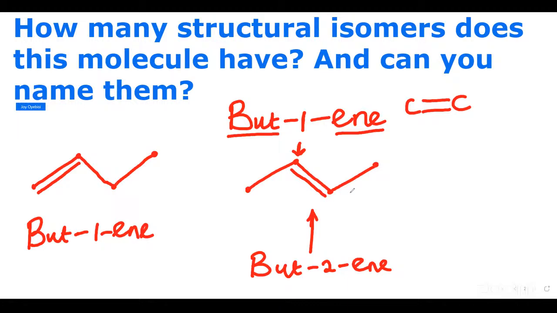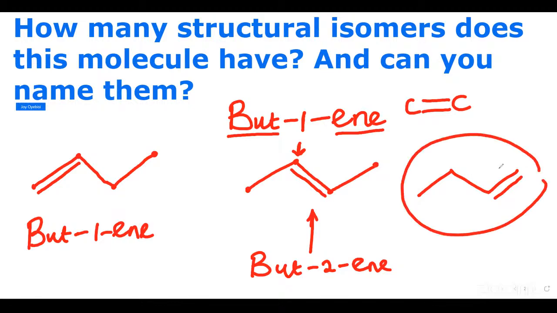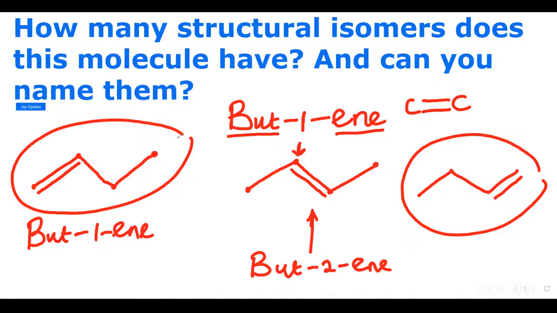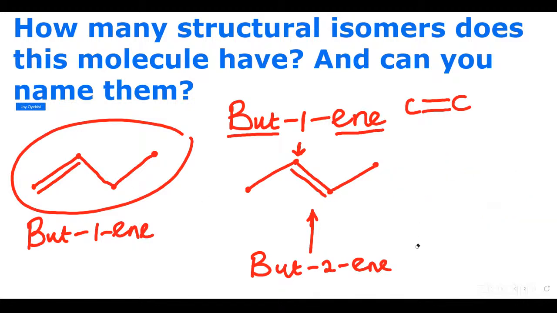And the reason is if you move this to the end, let me just show you quickly. If you move it to the end like that, this is actually the same thing as the first one. It's just flipped. The name is going to be the same, because when you start counting, you have to count from the side that gives your functional group the lowest number. So if we count from here, 1, 2, you end up having but-1-ene as well. So this is not an isomer, but rather the same thing as the original compound.